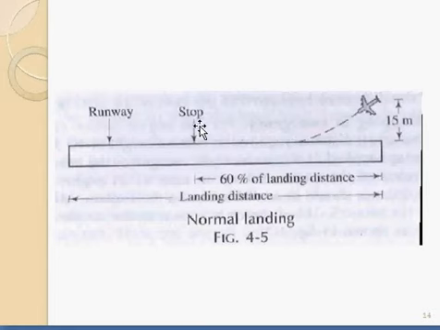So this is the distance that is required for stopping, and the landing distance is taken as this total distance, and this distance should be equal to 60% of the landing distance. So the total landing distance taken will be greater than that required for landing. Throughout this length of the runway you have to provide full strength pavement, that is another condition.